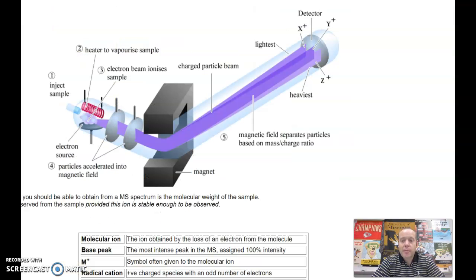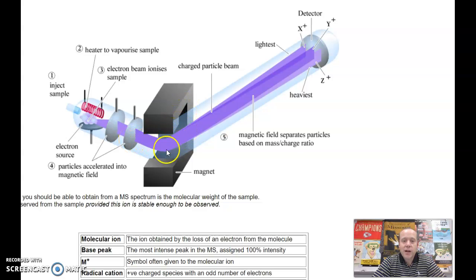Understanding how a mass spectrometer works is no longer part of the IB exam, and it was never part of the AP exam. However, here is a diagram. It's also in your note packet. We take a sample. We heat it up until we can turn it into a gas. We have an electron beam, which helps turn this into ions in here. And then because those ions have a charge, we can accelerate those in a magnetic field.